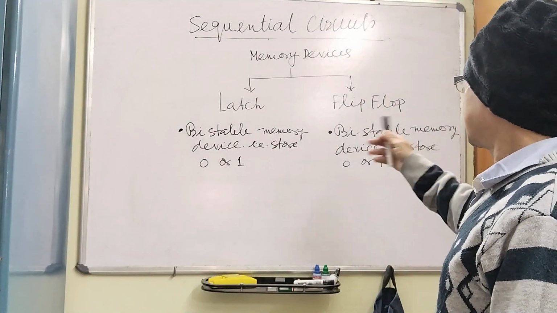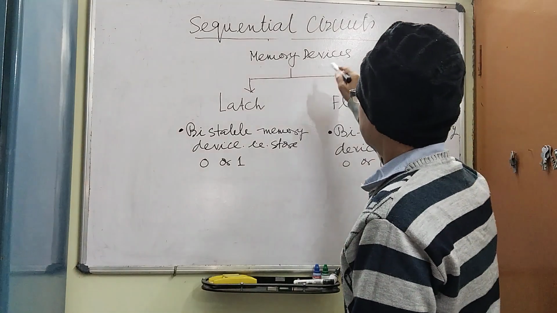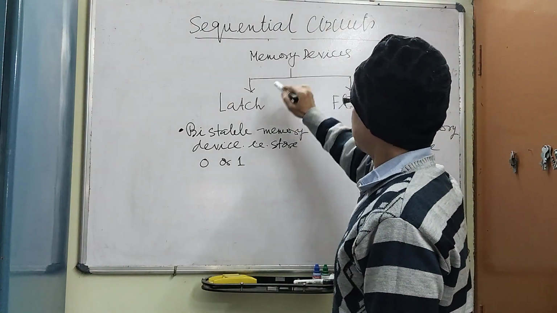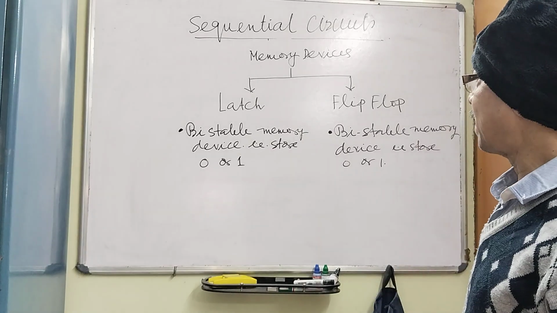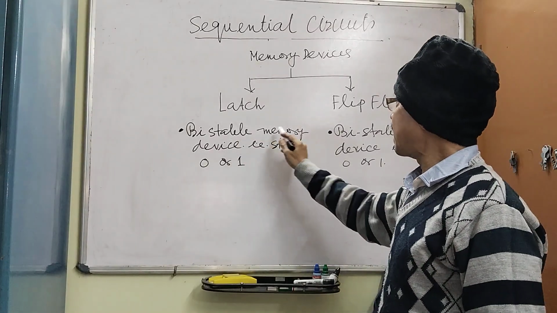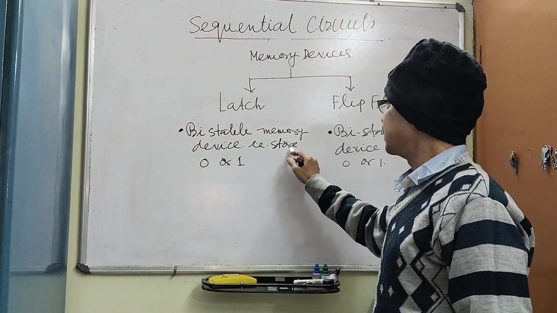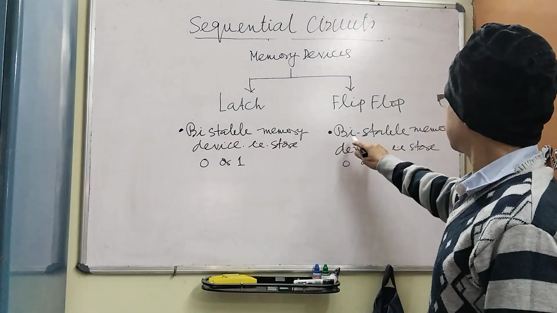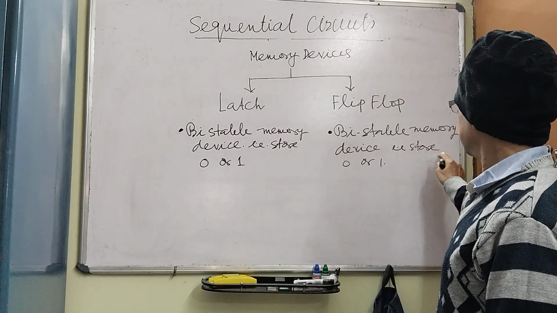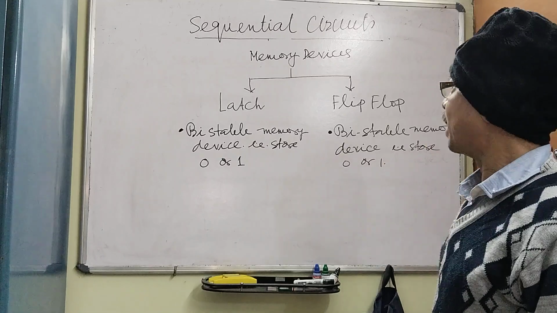So in sequential circuits, there are basically two types of memory device. One is the latch, another is the flip-flop. Both are storage devices. Both are bistable memory devices, that is, they store either 0 or 1. Similarly, this is also a bistable memory device, storing 0 and 1.